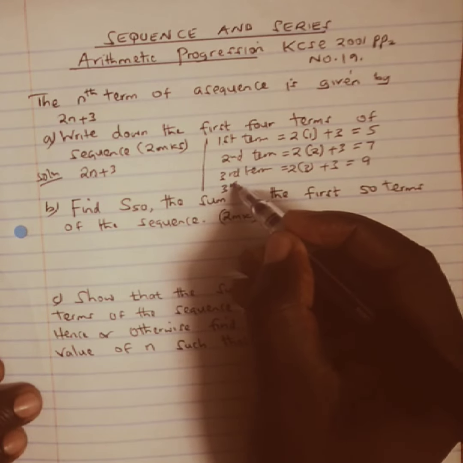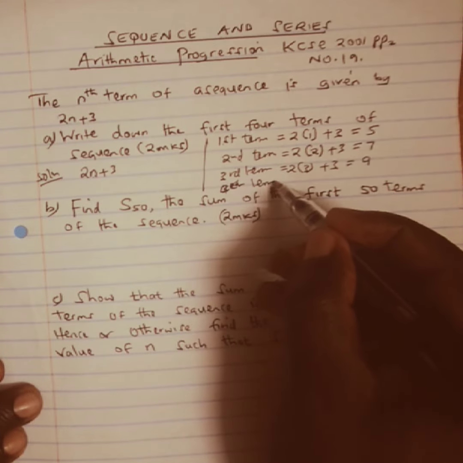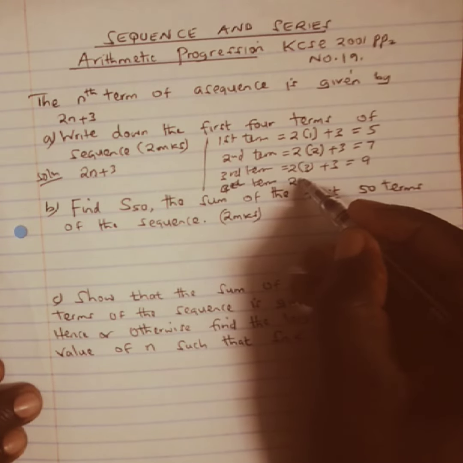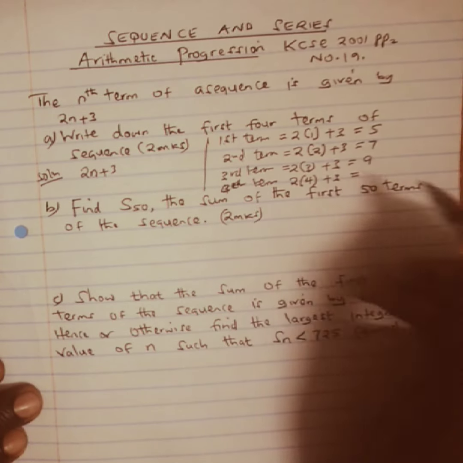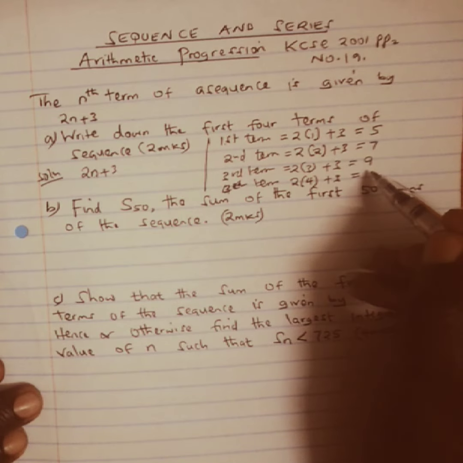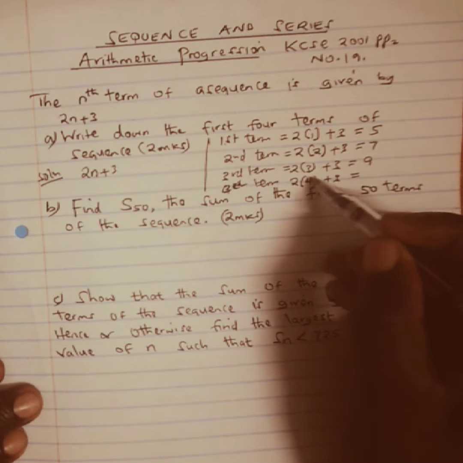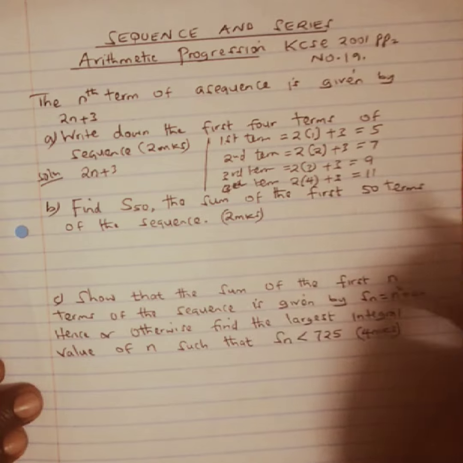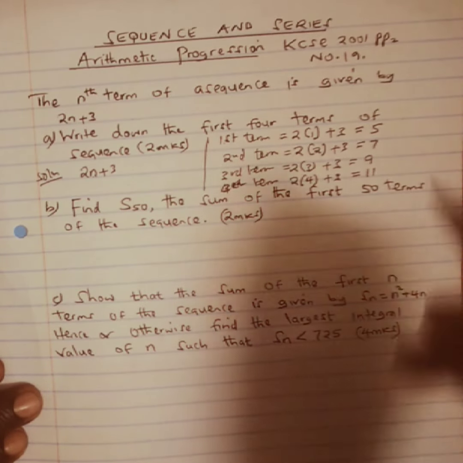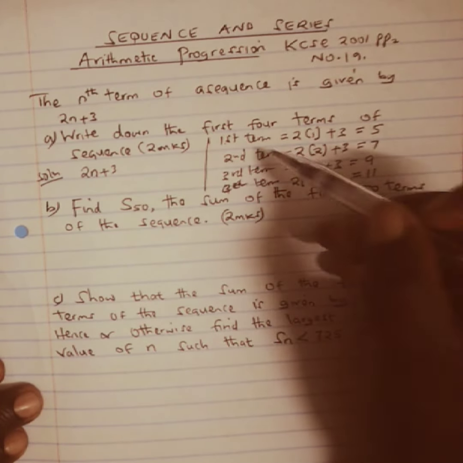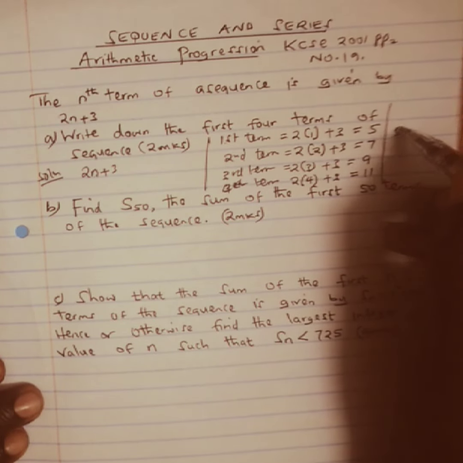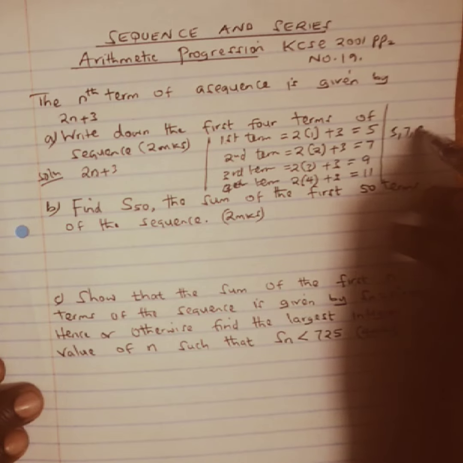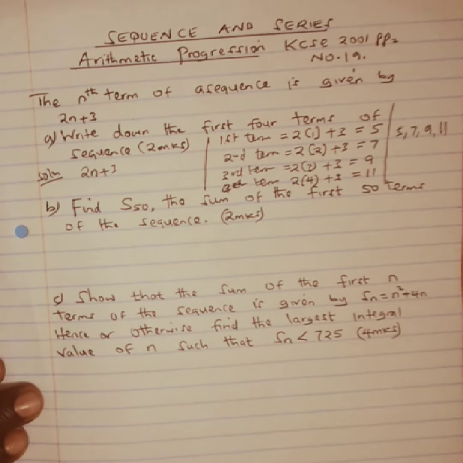And the fourth term is going to be 2 into 4 plus 3, this is 8 plus 3, giving us 11. So if we were to write down the first four terms, these terms would be 5, 7, 9, and 11 respectively.